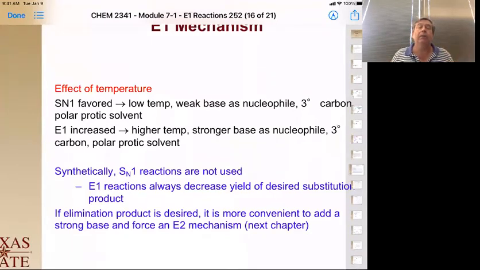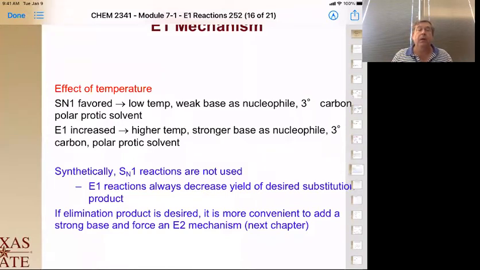So notice in all of the unimolecular systems, polar protic solvents help stabilize that carbocation. That carbocation is the first step in both of these mechanisms. And the only thing we're doing next is, if we have a weak base versus a strong base, we can get to an elimination product. Think about it as the stronger base is going to remove the acid instead of just displace the halogen to give us our elimination products.